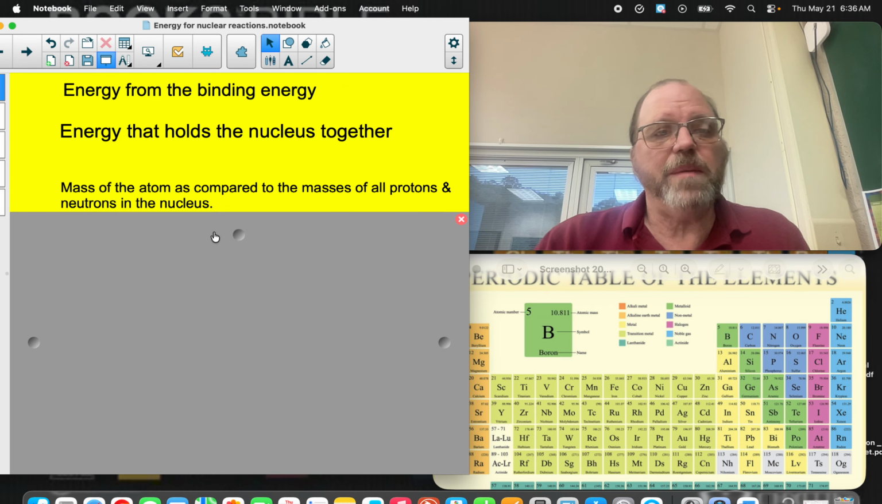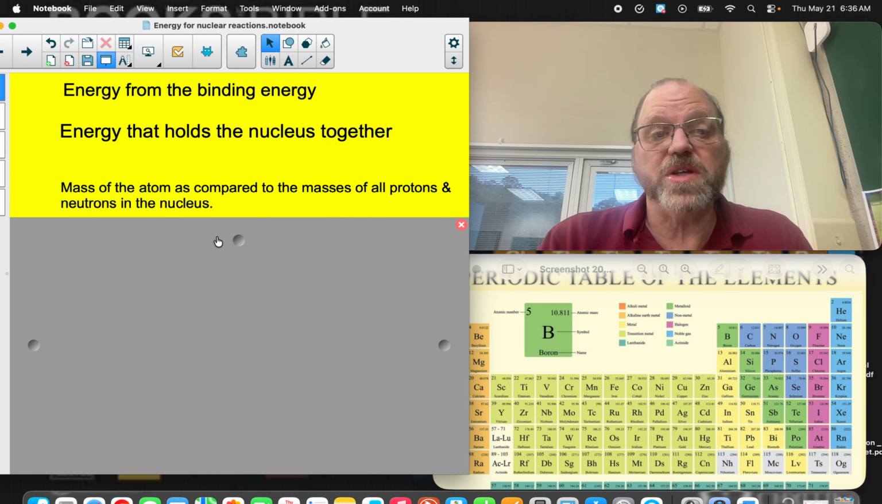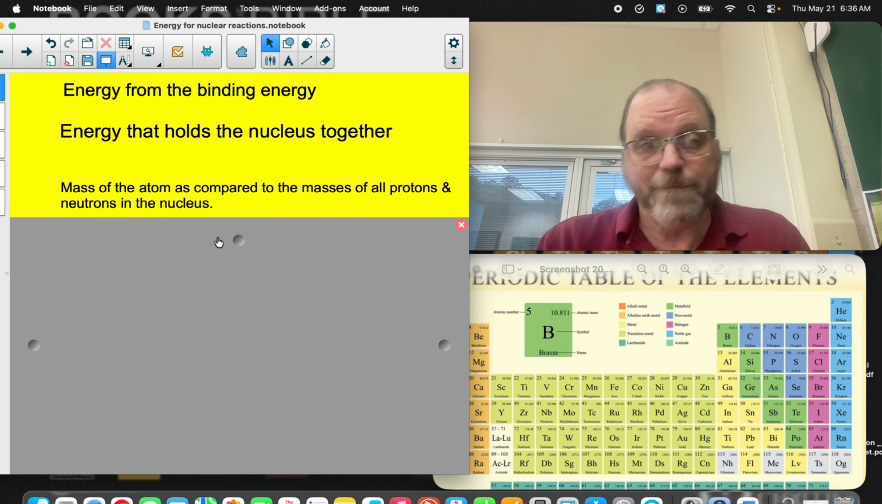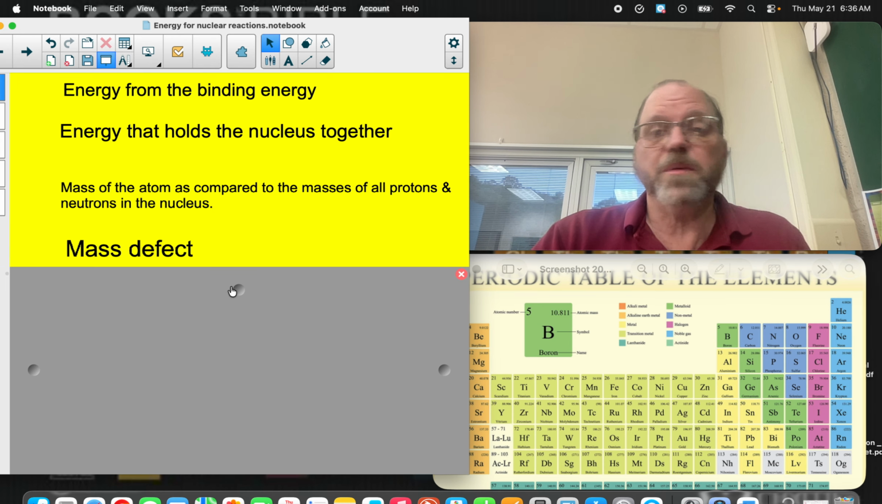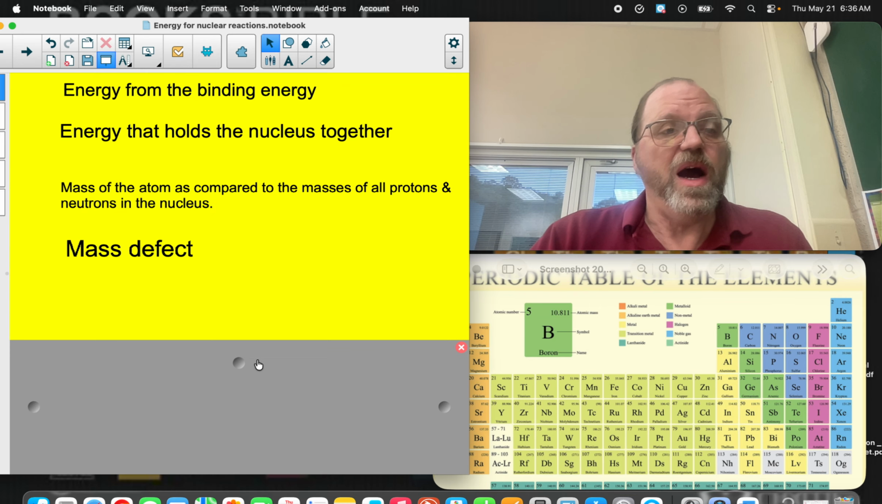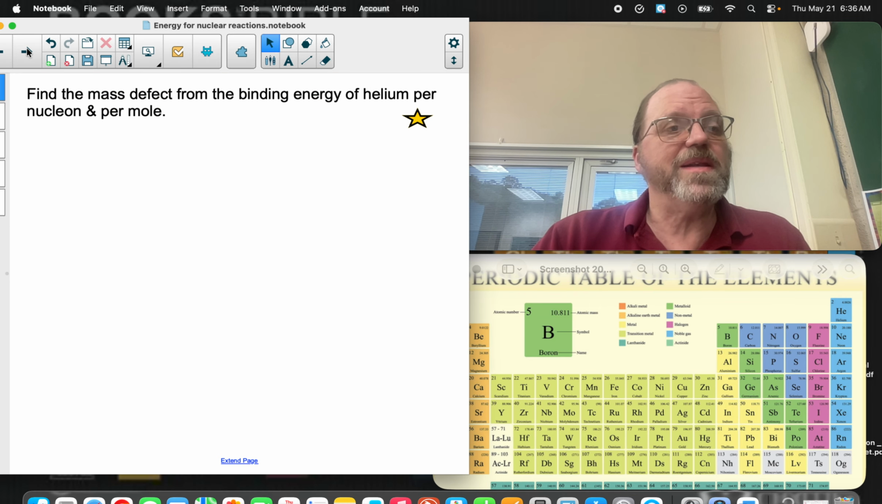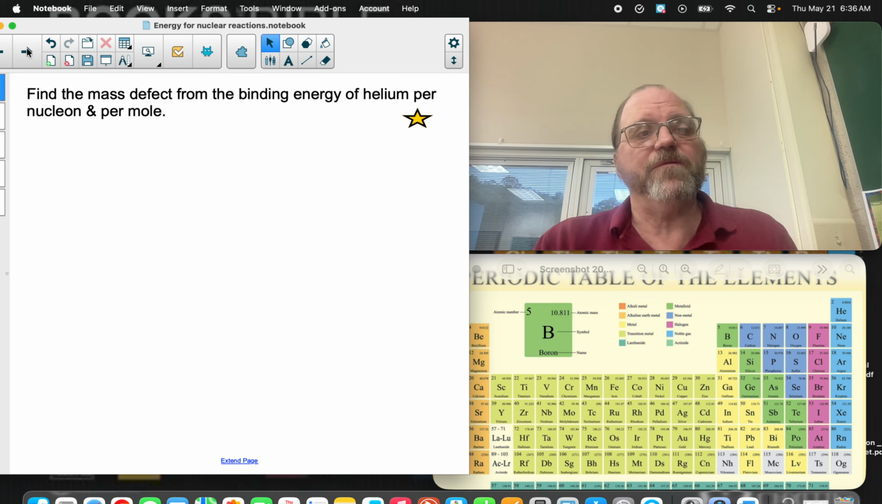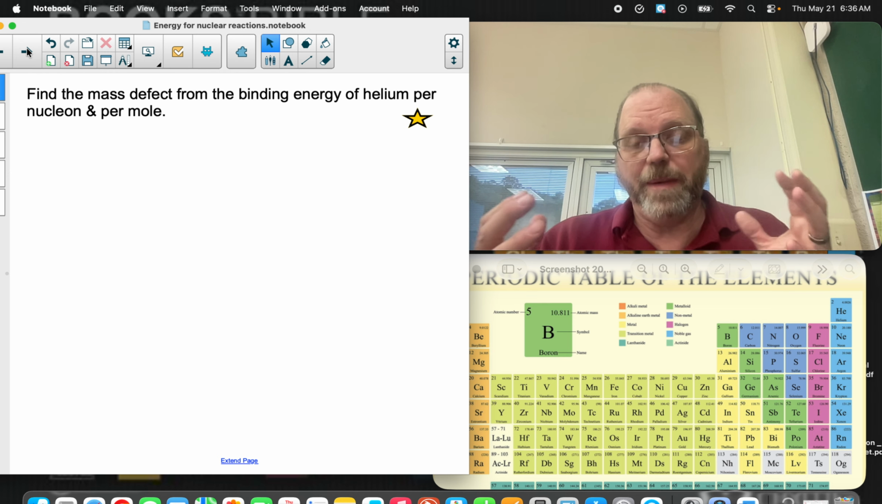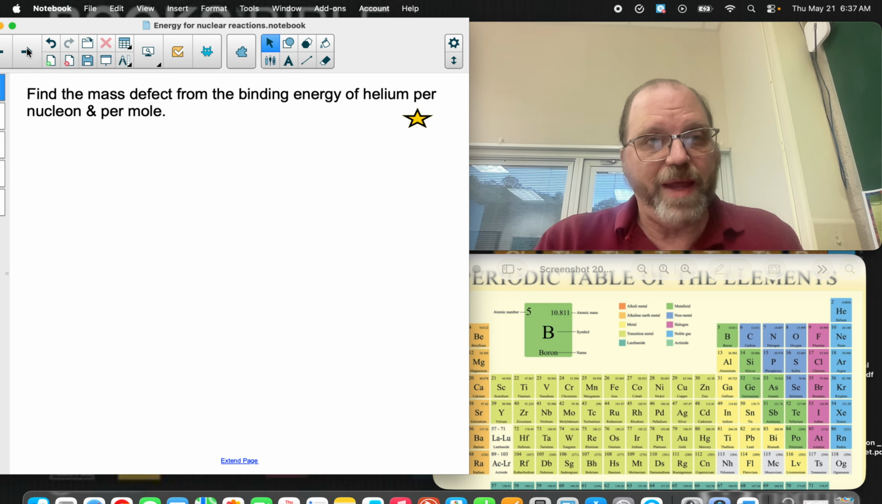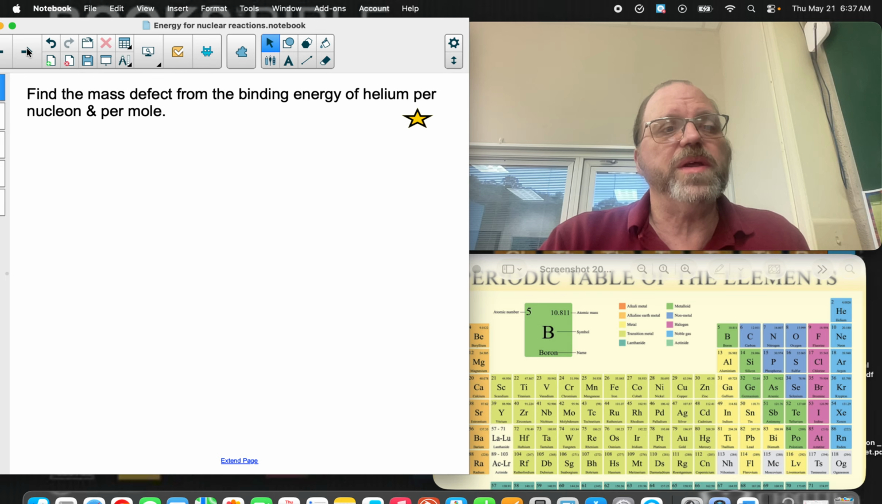It's the mass of an atom as compared to the mass of all the protons and neutrons. The way that we find it is we take the mass of the protons and neutrons compared to the atomic mass, and that difference is what we call the mass defect. All right, so that being said, let's look at a problem. Find the mass defect, the amount of mass that converts to hold the atom together, for helium per nucleus and per mole.